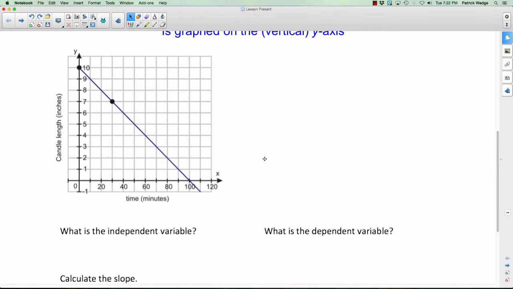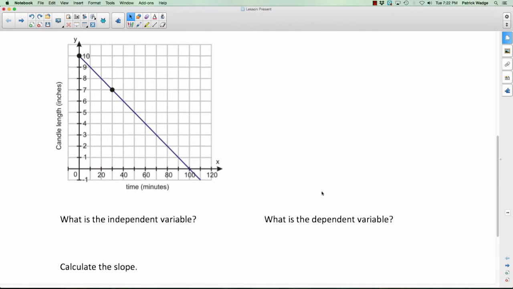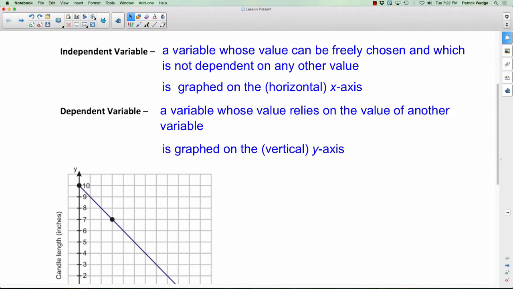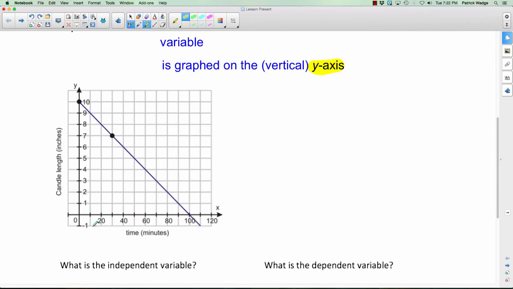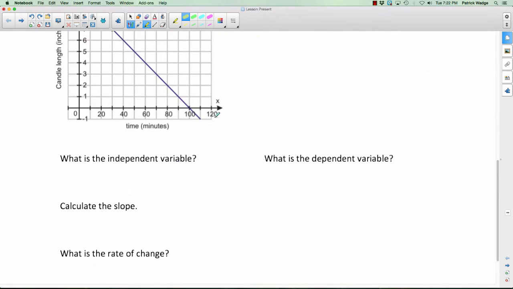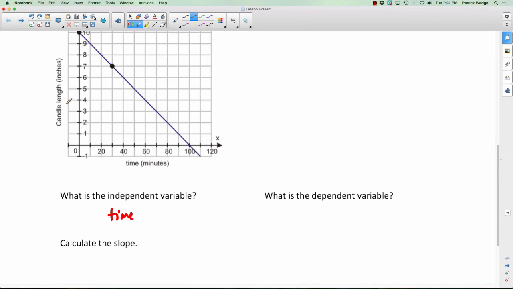Okay. So here's a graph. It's got a slope. It's a rate of change. What's the independent variable? What's the dependent variable? Now, one way to do this is just look at what I just told you: independent on the x-axis and dependent on the y-axis. Well, the one that's on the x-axis is time, so since it's on the x-axis, it must be independent. And in fact, it is. This is time for independent. And what do we got here? The candle length is dependent.